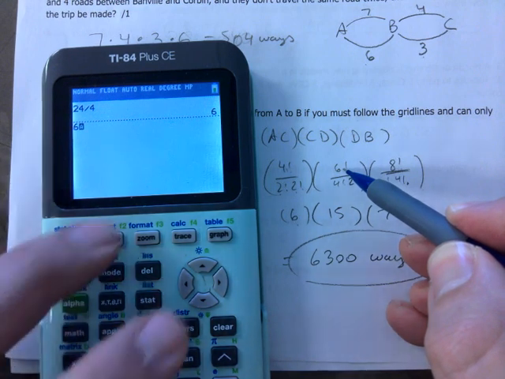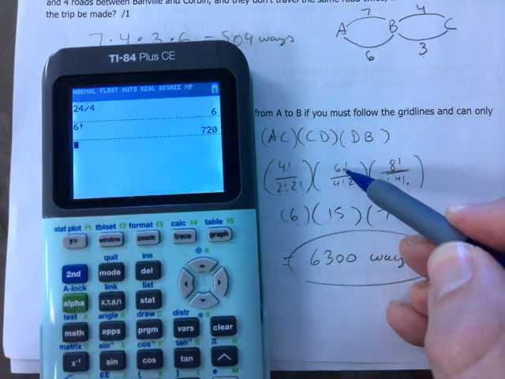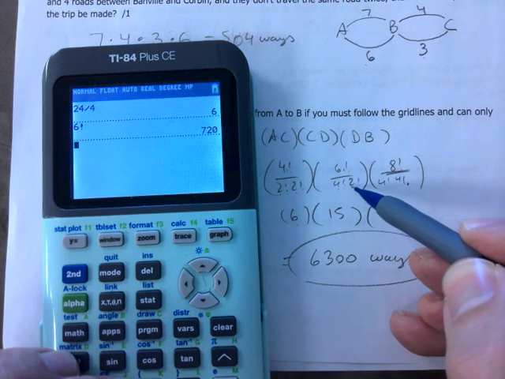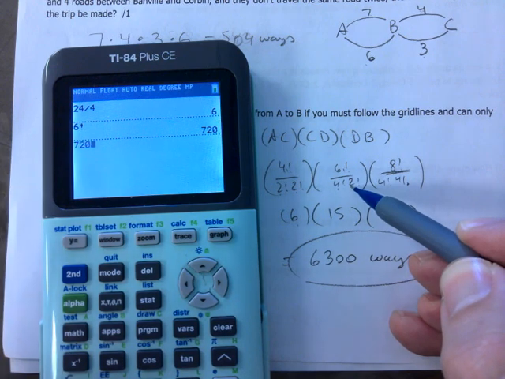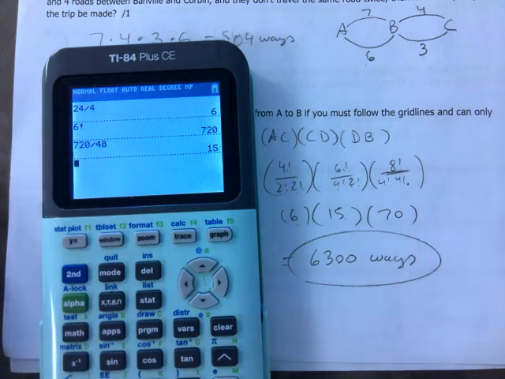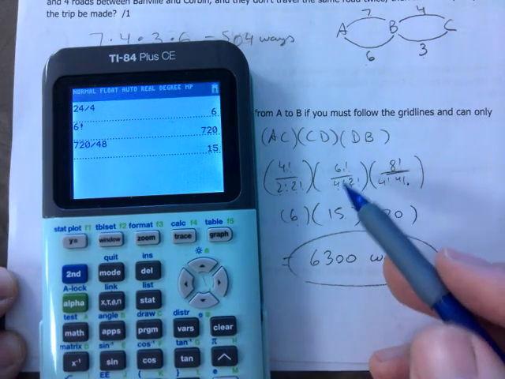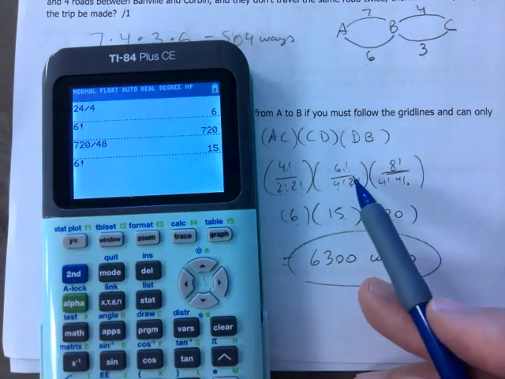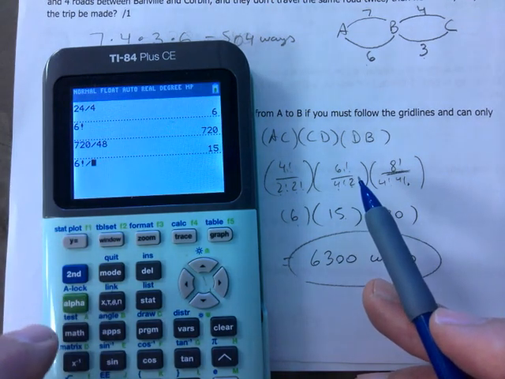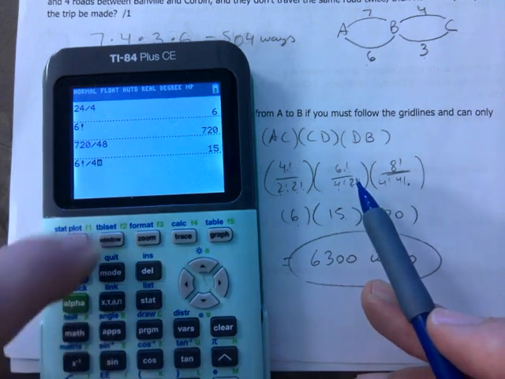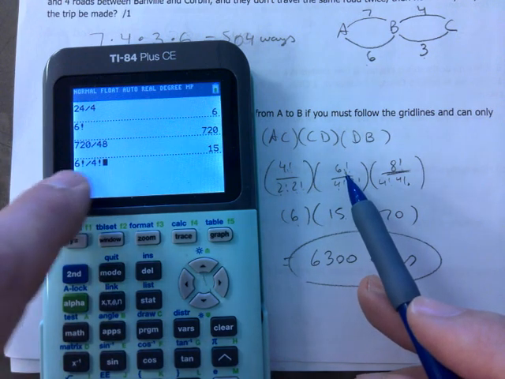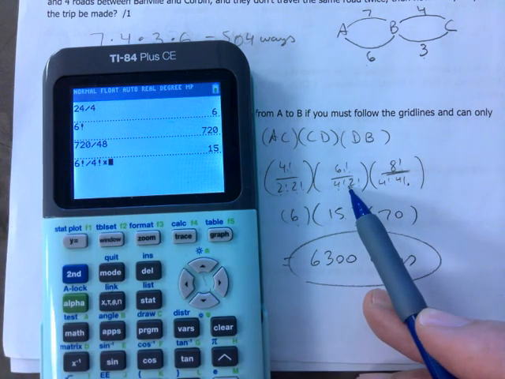6 factorial, that's 720. And you could probably do this in your heads. This is 24, and that's 2, that's 48. So 720 divided by 48. Just be careful, so when you type that in, you cannot do this. You cannot go 6 factorial divided by 4 factorial times 2 factorial.